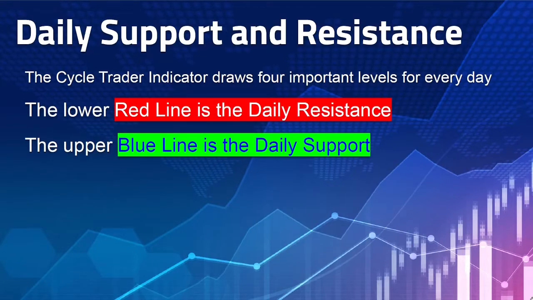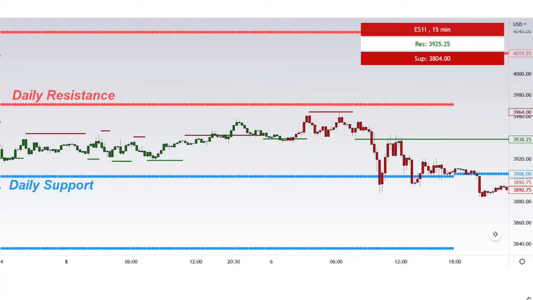We will be talking about daily support and resistance levels that are calculated by one of my most powerful indicators, which is called the CAD Cycle Trader Indicator. That indicator draws several lines on charts. The lower red line is the daily resistance and the upper blue line is the daily support.